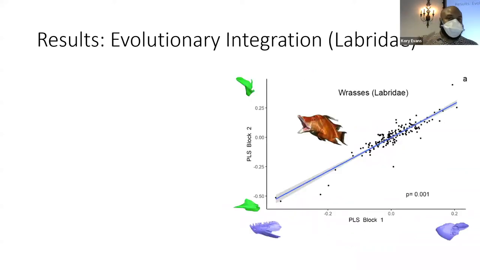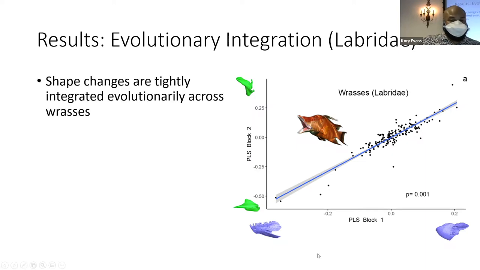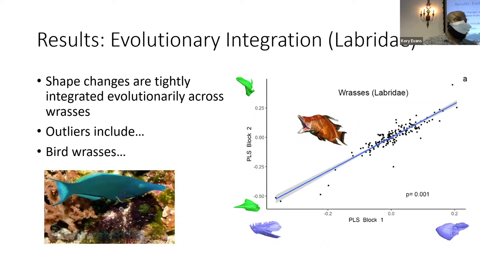Which leads us to our overarching question about integration and modularity. So we quantified evolutionary integration between the dentary bone and the angular bone. First, we looked at it across all wrasses. And what we found is that shape changes are tightly integrated between these two bones, evolutionarily, across wrasses. There are some outliers, notably our friend the bird wrasse again with that really long snout. Bird wrasses, just to the side, are really cool in that they've evolved an elongate dentary while leaving their angular bone very wrasse-like. So there's a bit of a decoupling between the two bones in this lineage. But in general, most wrasses are fairly integrated in their oral jaw morphologies.